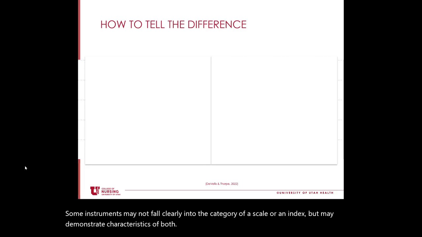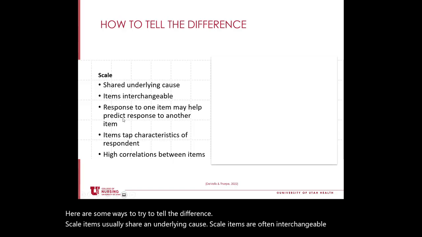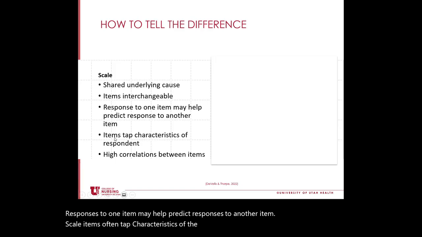Here are some ways to try to tell the difference. Scale items usually share an underlying cause. Scale items are often interchangeable. Responses to one item may help predict responses to another item. Scale items often tap characteristics of the respondent, and there's often high correlations between scale items.